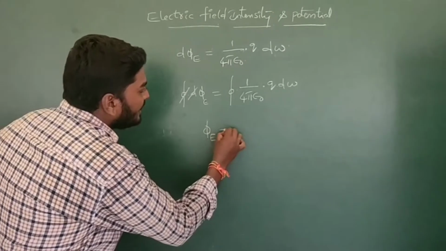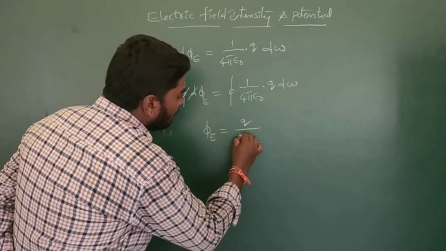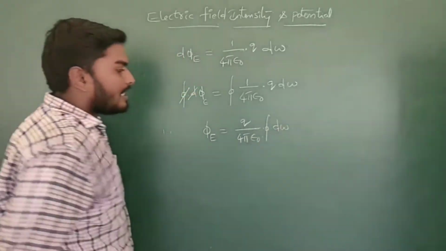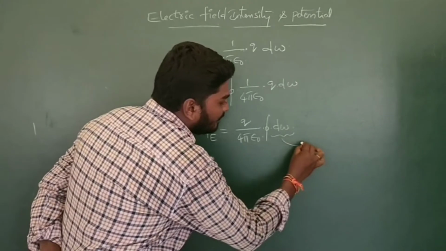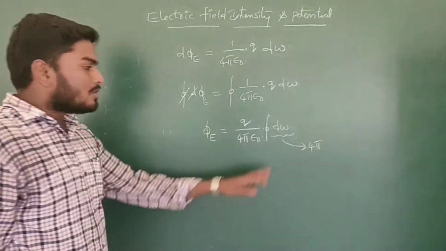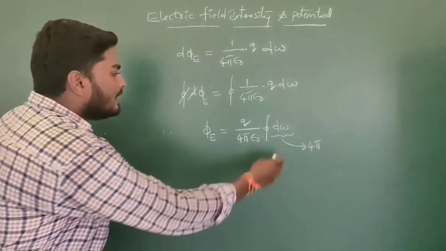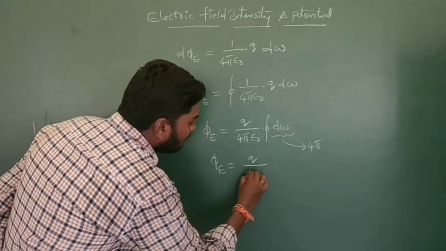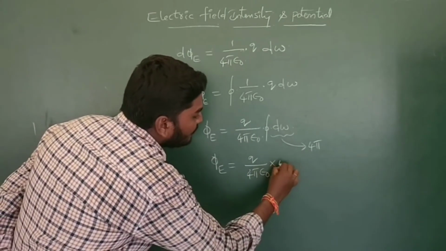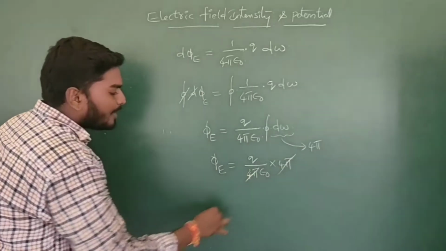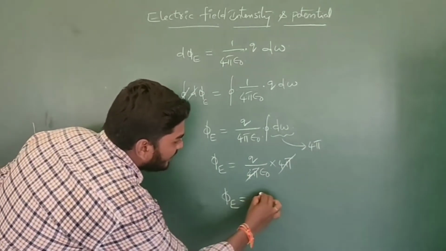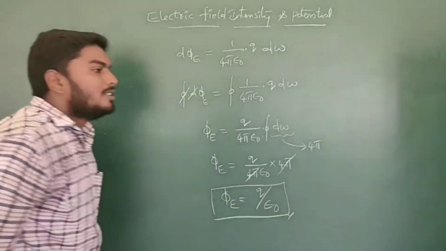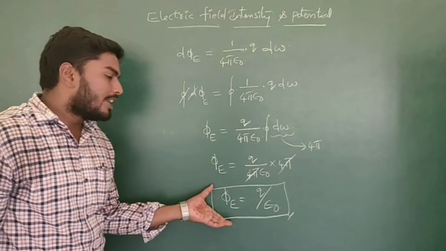Electric flux φ equals q by 4π epsilon naught times the surface integral of dΩ. The surface integral of dΩ is nothing but 4π, the value of the total solid angle. So electric flux φ equals q by 4π epsilon naught into 4π, where the 4π cancel. Electric flux φ equals q by epsilon naught. This is Gauss's statement.